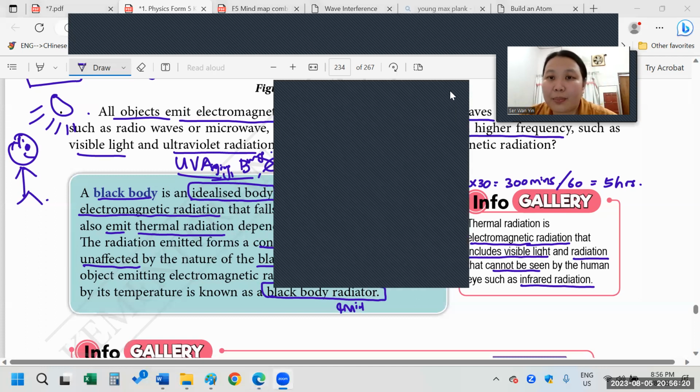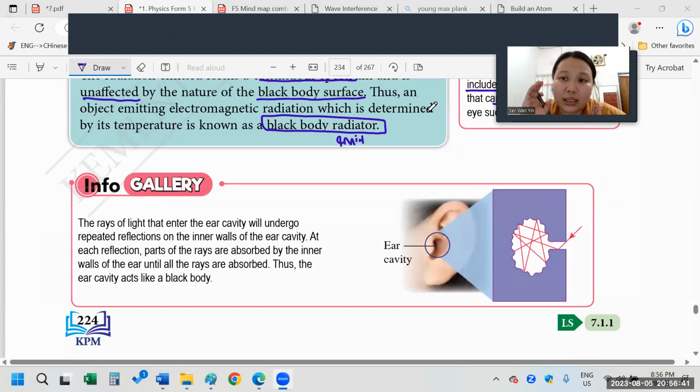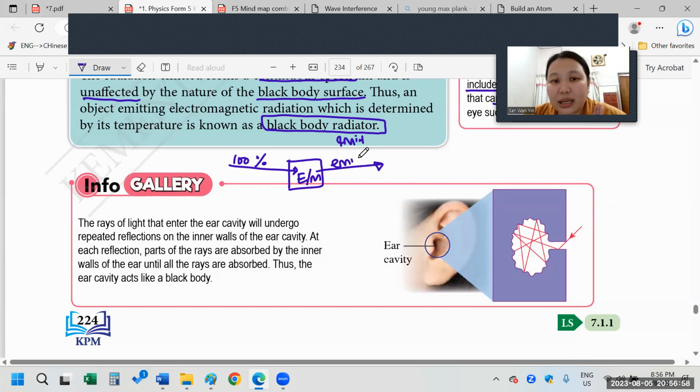Is a black hole a black body? No. Yes or no? Sorry, yes, because the black hole will emit gamma rays and X-rays. So actually, what is a black body? A black body is not necessarily black, as long as the object can emit 100% of EM waves, electromagnetic waves, and release out, or we say emit out 100% of the waves.